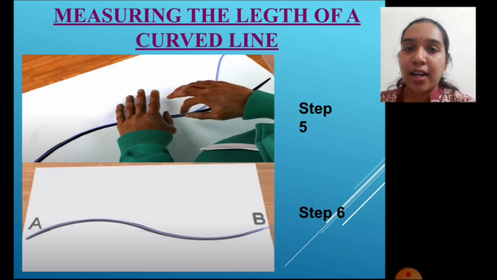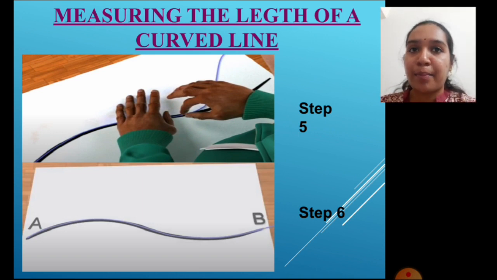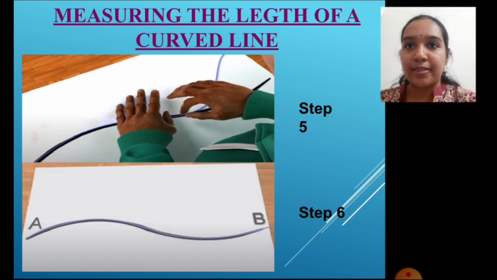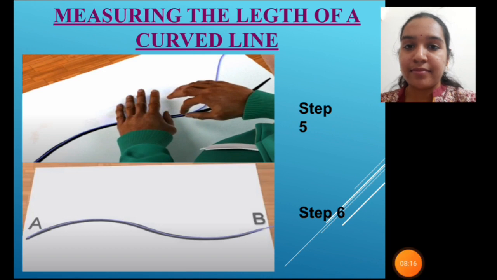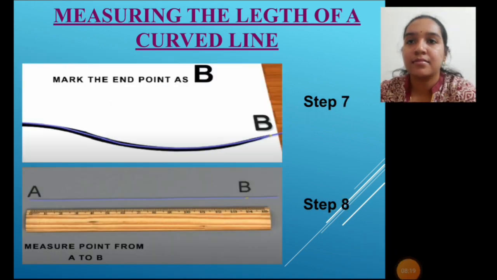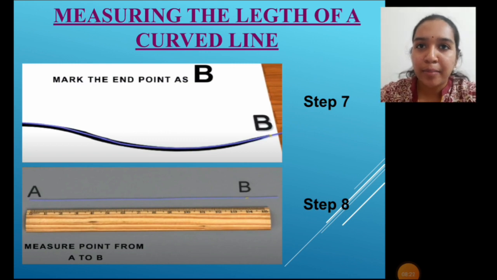From there, again place a small portion of the thread along the curved line and press it at the points at regular intervals, and continue from there along the curved line until you reach point B. Like you see here in step 6, the thread should be measured in that way along the curved line until point B. And at point B, you will give a small marking.